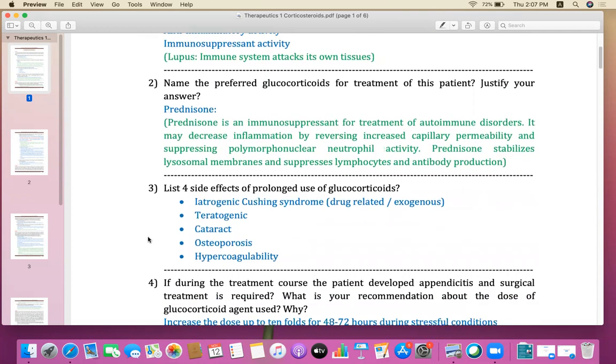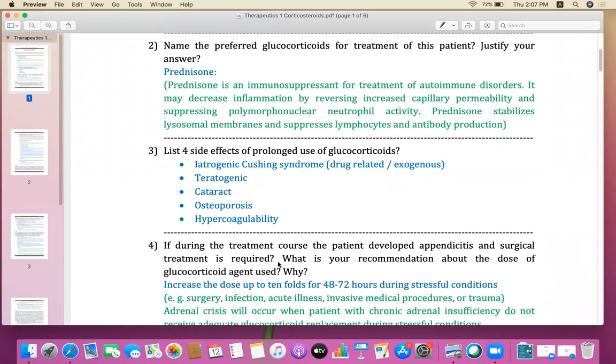List four side effects of prolonged use of glucocorticoids. Just as we discussed, what are the side effects of the glucocorticoids. Iatrogenic Cushing syndrome, which is drug related, or we can say physician induced. Teratogenic, cataract, osteoporosis, hypercoagulability. We discussed these side effects in the lecture.